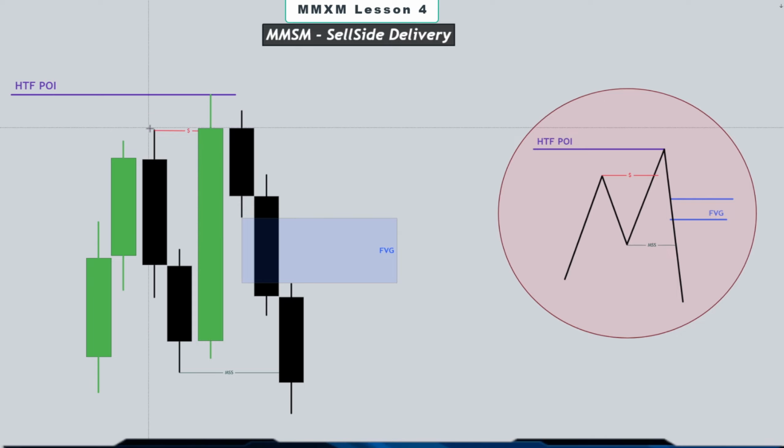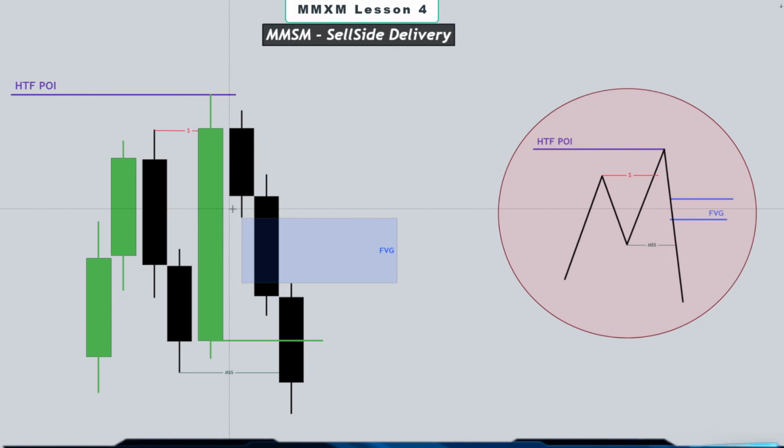Price will go higher, grab the liquidity from its recent swing high, and it will reach the higher time frame point of interest, then it delivers for the sell side, and when price goes below that recent swing low, we then have a break in market structure or a market structure shift. Now this market structure shift is confirmed only if there is a fair value gap available in this expansion leg. If there is no fair value gap, then this break in market structure is not valid.